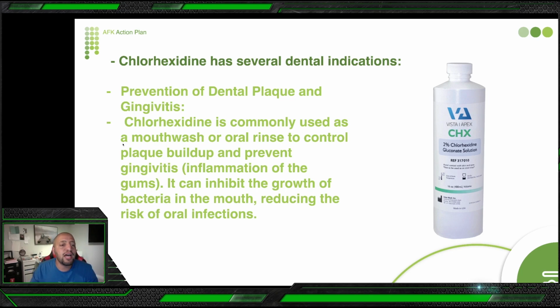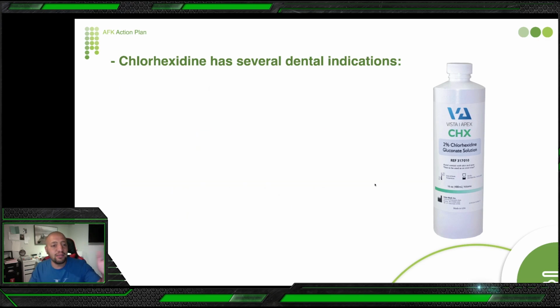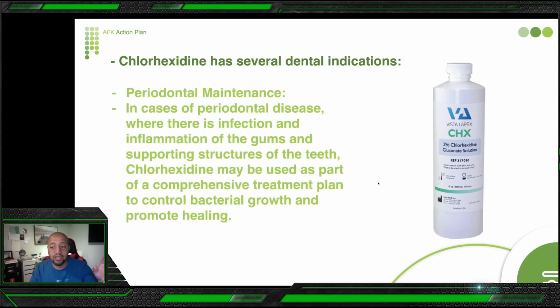Chlorhexidine is commonly used as a mouthwash or oral rinse to control plaque buildup and prevent gingivitis, which is inflammation of the gum. It can inhibit the growth of bacteria in the mouth, reducing the risk of oral infection. So it's very important for you to know this. We are using this one as an antibacterial and it acts as bactericidal.